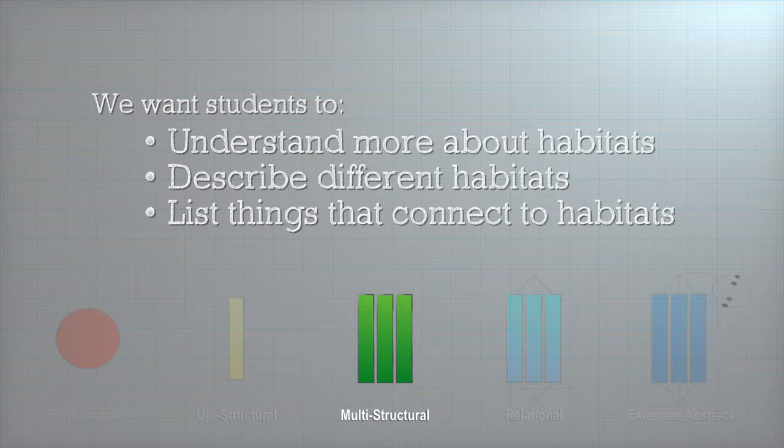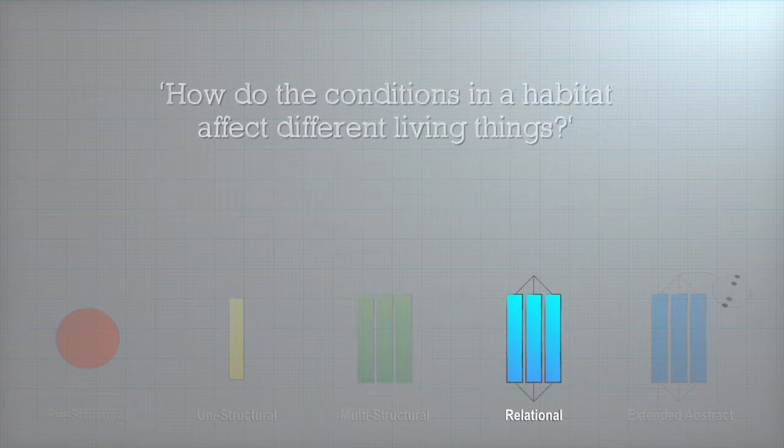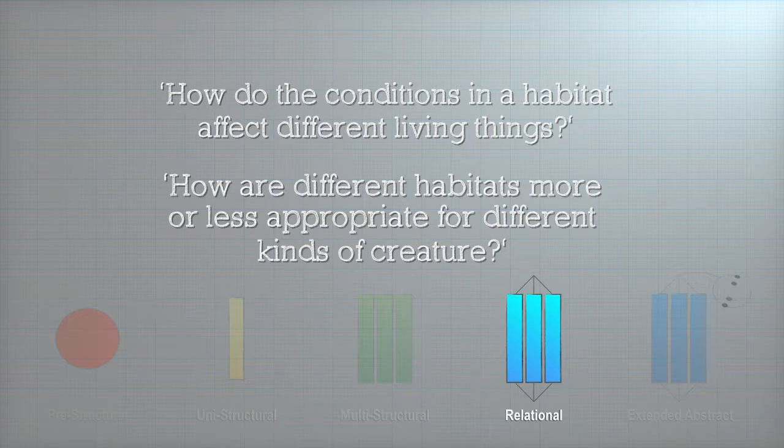At this point, we can feel confident that students have moved from pre-structural to multistructural. Their understanding of habitats is swiftly developing. So we move things on and start to focus on the fourth level, relational. Now our focus is on how the conditions in a habitat affect different living things, how different habitats are more or less appropriate for different types of creature.